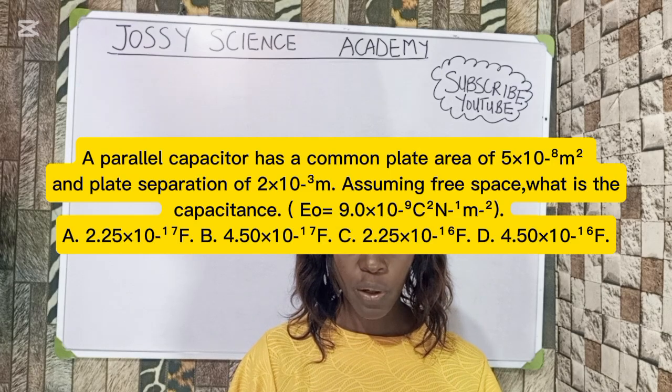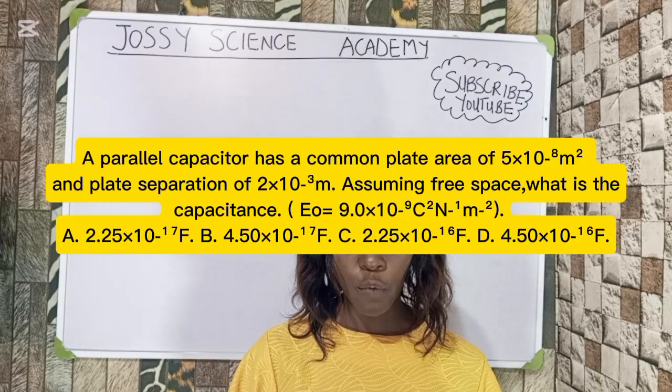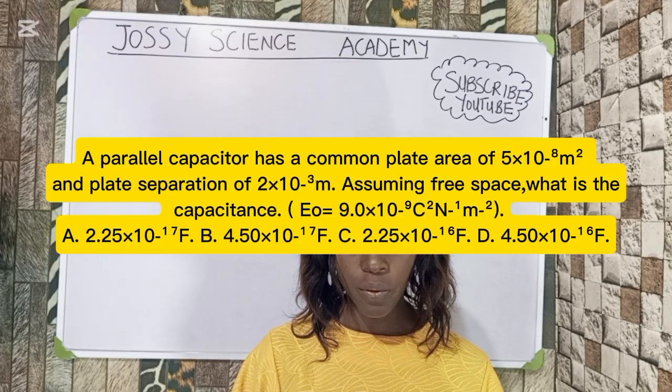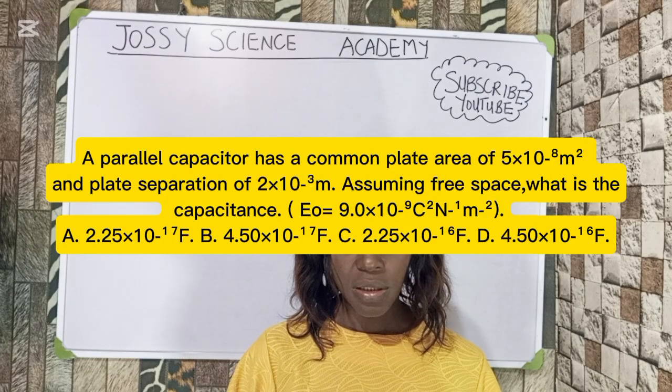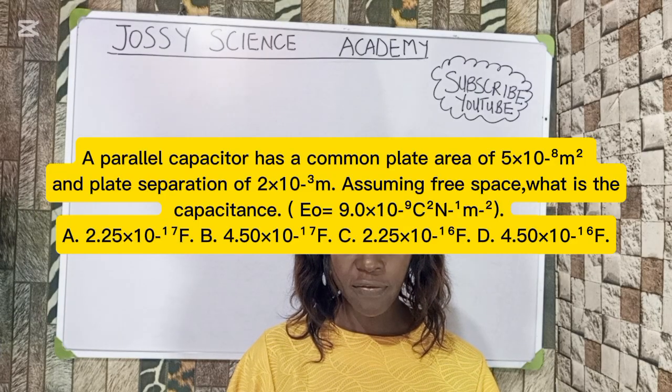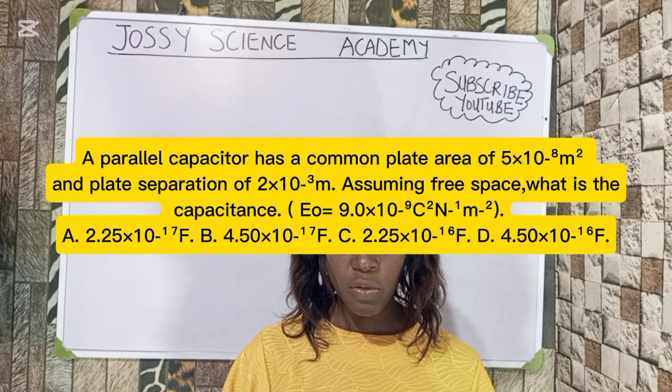Option A, 2.25 times 10 to the power of minus 17 farad. Option B, 4.50 times 10 to the power of minus 17 farad. Option C, 2.25 times 10 to the power of minus 16 farad. Option D, 4.50 times 10 to the power of minus 16 farad.